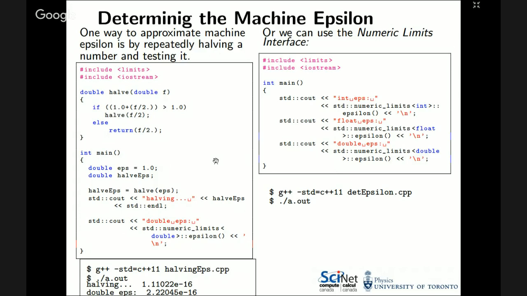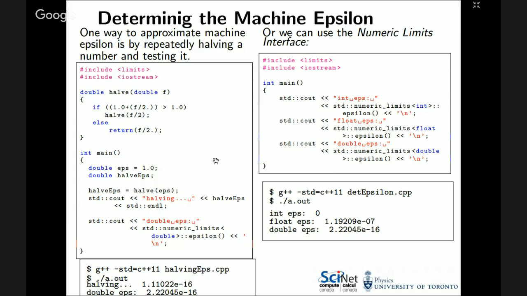Okay, so I'm just using those templates. I compile, run, and the epsilon of the integers is 0. We mentioned that at the beginning, right? Integers are represented exactly in the machine. The only problem with the integer is that you can go beyond the representation. So those numbers make sense with what we mentioned before. For floats it is 10 to the minus 7. For doubles it is 10 to the minus 16.